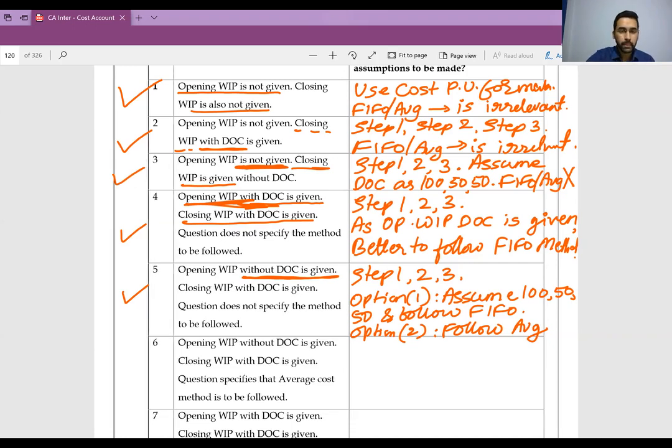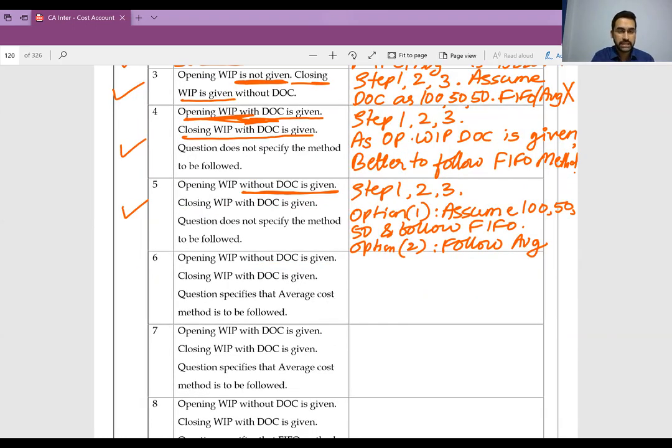Yes. Next one. Question number 6. Opening WIP without DOC. There is WIP, but DOC is not given. Closing WIP with the DOC. That's okay. Step 1, 2, 3 will come. Question specifies that average cost method is to be followed. Fantastic. What more you want now? Anyway, you like average cost method. All lazy heads. On top of that, question specifies that this method should be followed. Fantastic. Right? Sir, opening WIP is without DOC.